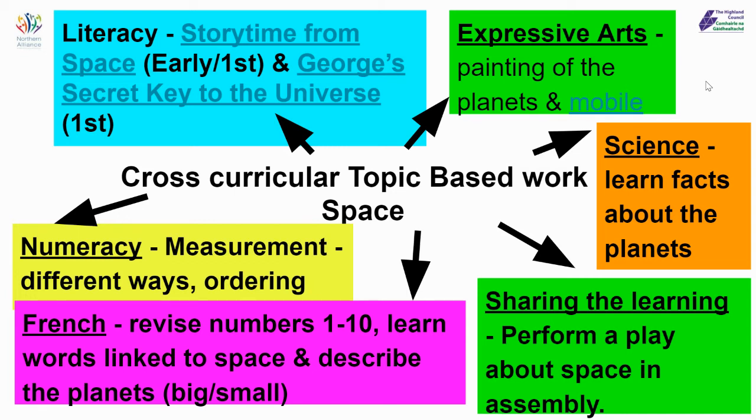So they revised numbers 1 to 10, looking at the different planets and numbering them. They looked at words for meteorite and spaceship. And then they looked at revising their colours with the different planets. And then because in numeracy they were looking at measuring things and whether things are big or small and ordering them, they then learned those words in French to describe the different planets.